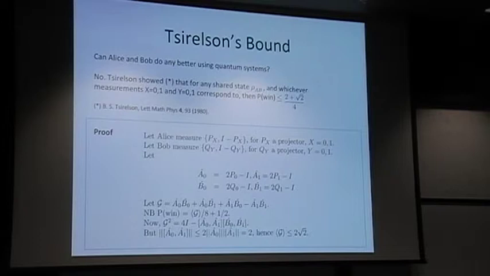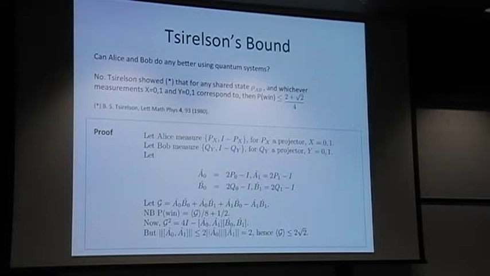So, the question which comes up is this. I showed you how using some pair of entangled quantum systems, Alice and Bob could win that game with a certain probability. It was roughly 0.85. And the significant thing was that it was more than 3/4. We might ask, can Alice and Bob do any better than that using quantum systems? Can they win with probability 1, for example? And the answer is well known.